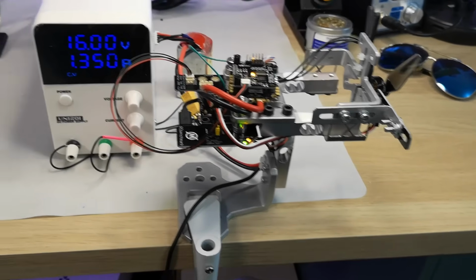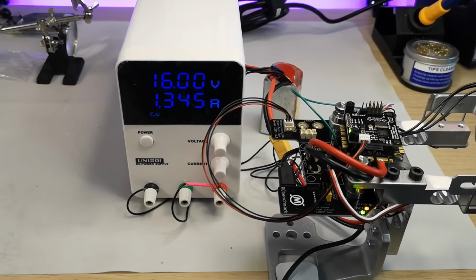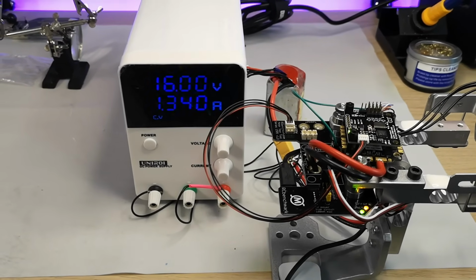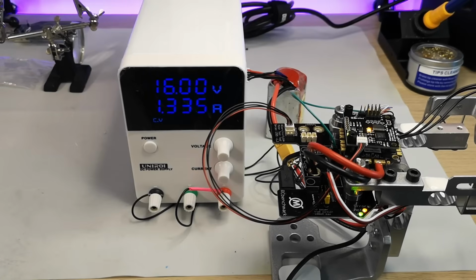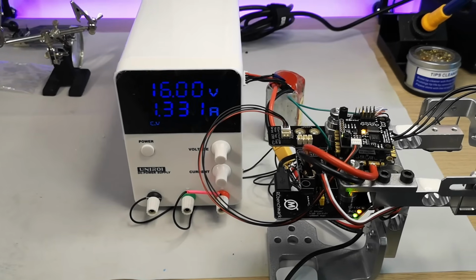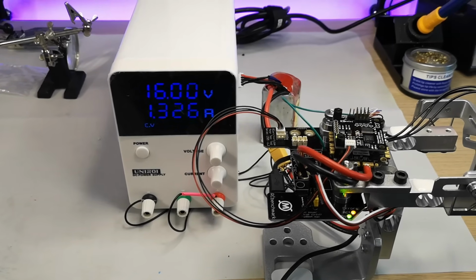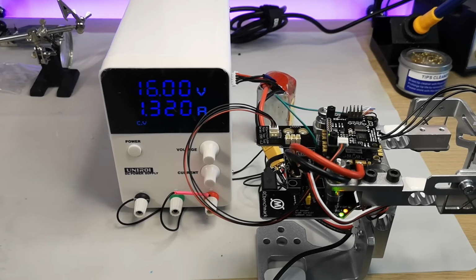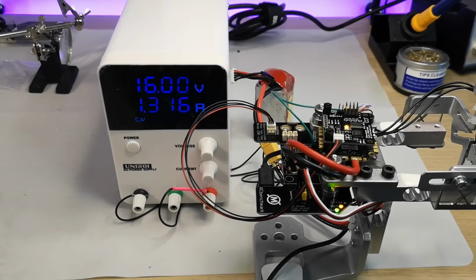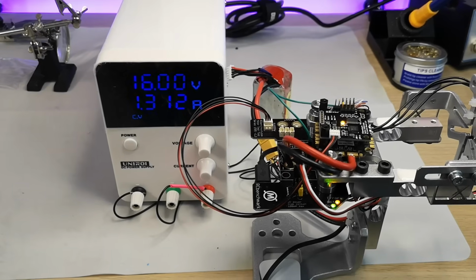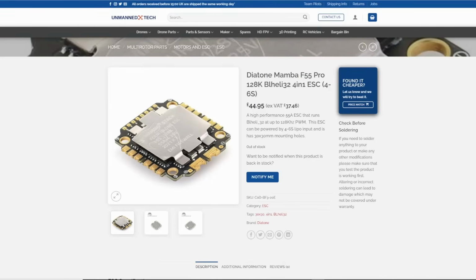At the back, you can see that there's a battery. That's providing the majority of the current during the testing, but I have it connected to a power supply as well. And that power supply keeps the battery topped up and keeps the voltage for the testing nice and consistent at 16 volts. The ESC that I'm using for this testing is the Diatone Mamba F55 Pro 128K 4-in-1 ESC.